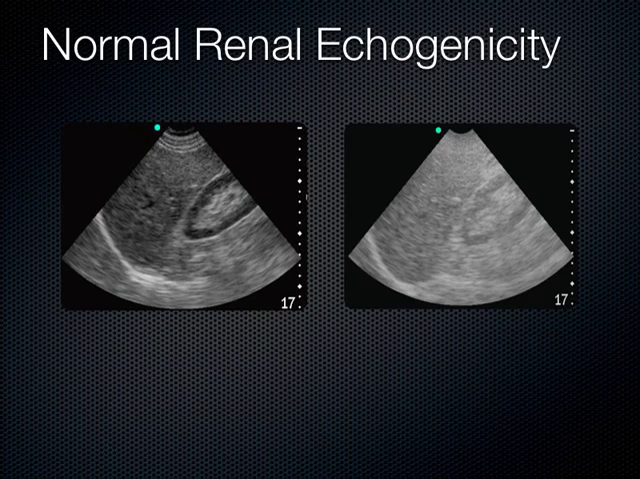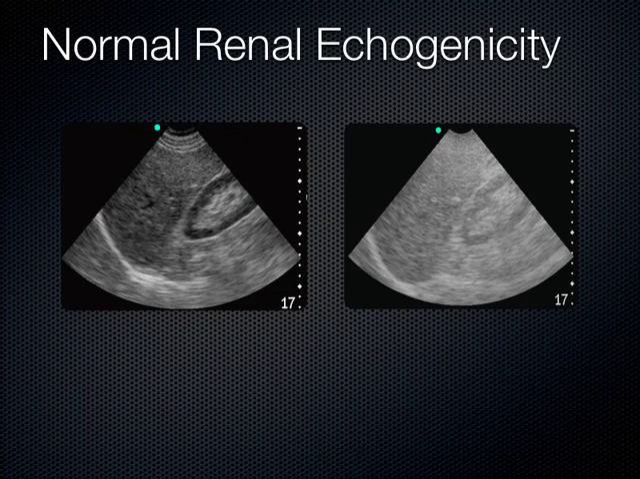Now, normally the cortex of the kidney is less echogenic than its next door neighbor, which is the liver, or the spleen on the left side. Can you make out the fact that this renal cortex is slightly less echogenic than this organ right here? That's the goal, okay? If you can see that, then you can appreciate the subtleties of gain. So that's exactly what happened, right?